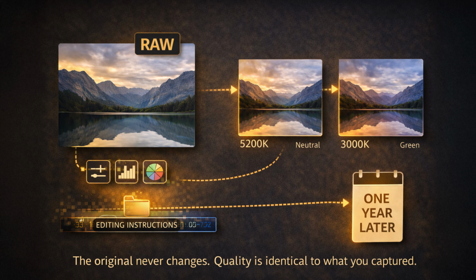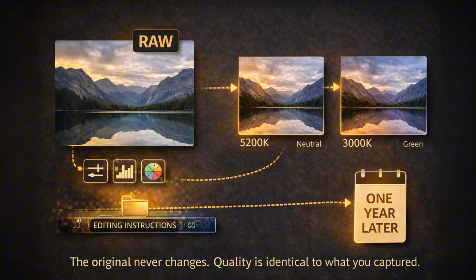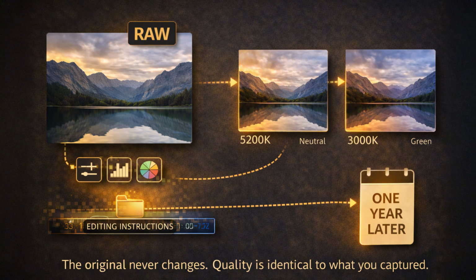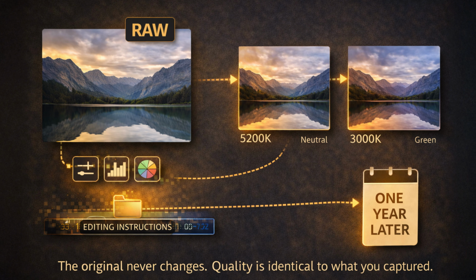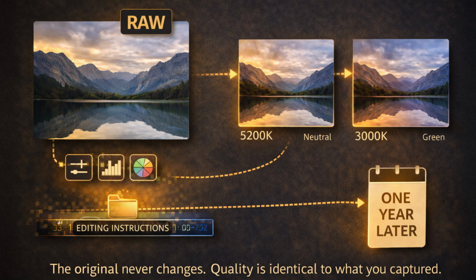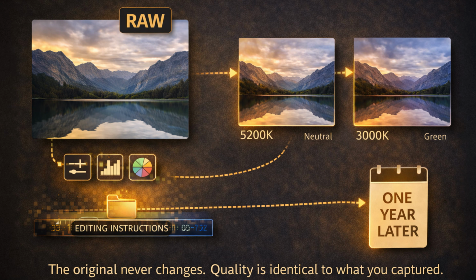A RAW file doesn't work that way. Your editing instructions are stored as a separate set of instructions alongside the original data. The original never changes. You can return to it completely a year from now, edit it differently, and the quality is identical to what you captured.